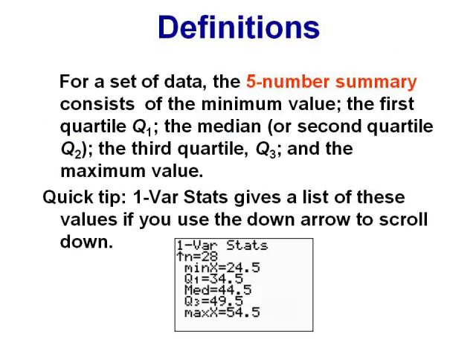And then the 5-number summary refers to those 3 quartile values plus the minimum, the smallest value in the list, and the maximum, the highest value in the list. And the 5-number summary actually appears when you do the 1-var stats on your calculator. So if you scroll all the way down to the bottom of those things that it gives you, you'll see the min, the Q1, the median, which is actually your Q2, and then the Q3 and the max value.